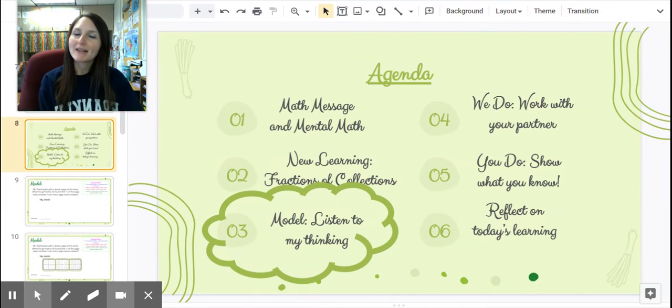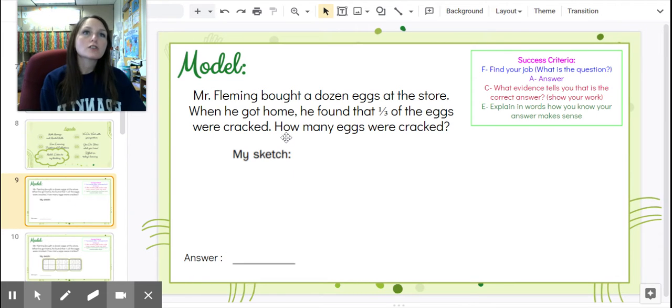All right, so now I'm going to go ahead and model my thinking of how I can show you some more ways to solve fractions of collections. So this is: Mr. Fleming bought a dozen eggs at the store. When he got home, he found that 1/3 of the eggs were cracked. Oh no, how many eggs were cracked?